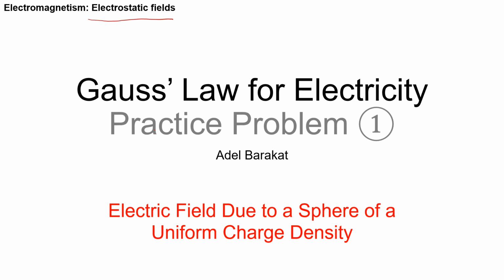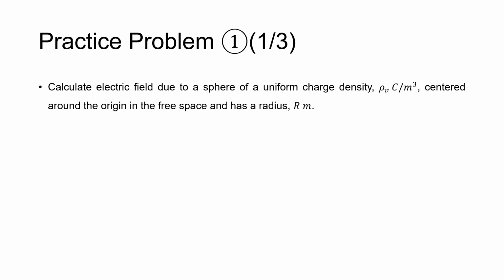Welcome again to electrostatic field. Today we'll have some practice problems in Gauss's law of electricity, and the problem is about the electric field due to a sphere of uniform charge. To calculate the electric field due to a sphere of uniform charge density rho v coulomb per meter square, centered around the origin in free space, with a radius of r.